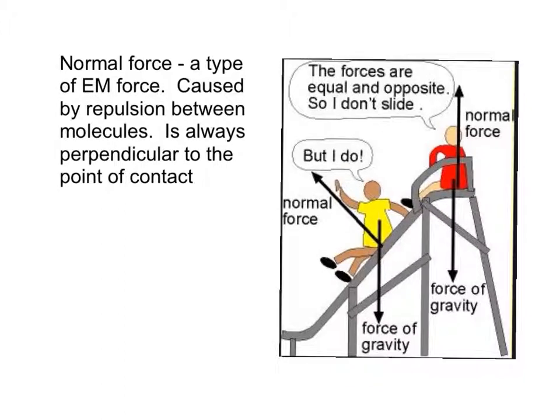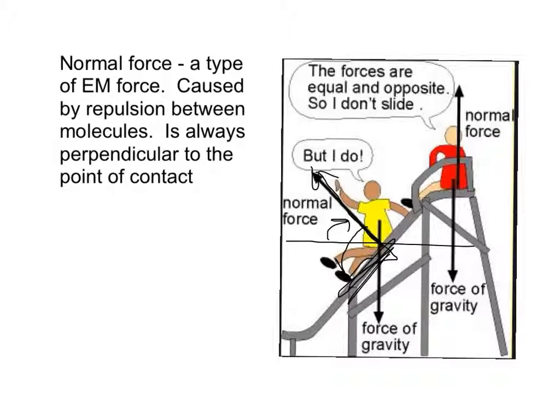Here's his normal force, arrow, right there. And to you, you might be thinking, oh, that's a 45-degree angle with the ground, but it's a 90-degree angle with the slide. See that? It's perpendicular. That's what perpendicular means. It means it makes a 90-degree angle with something.